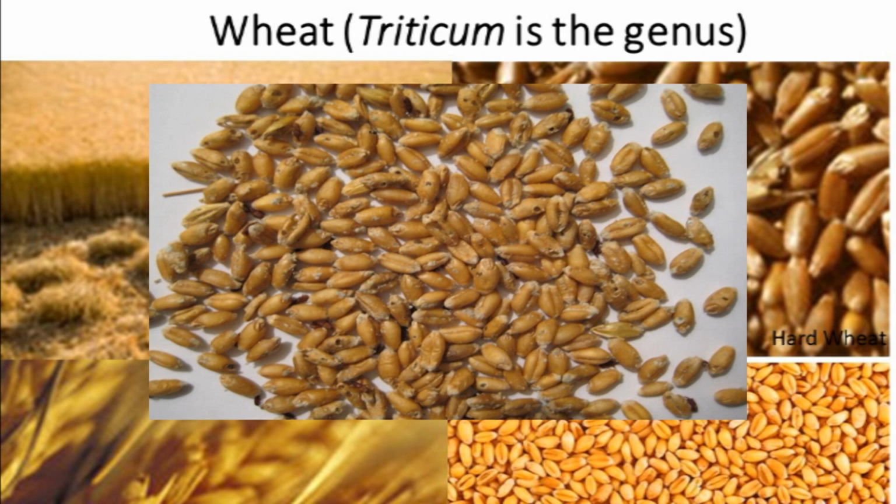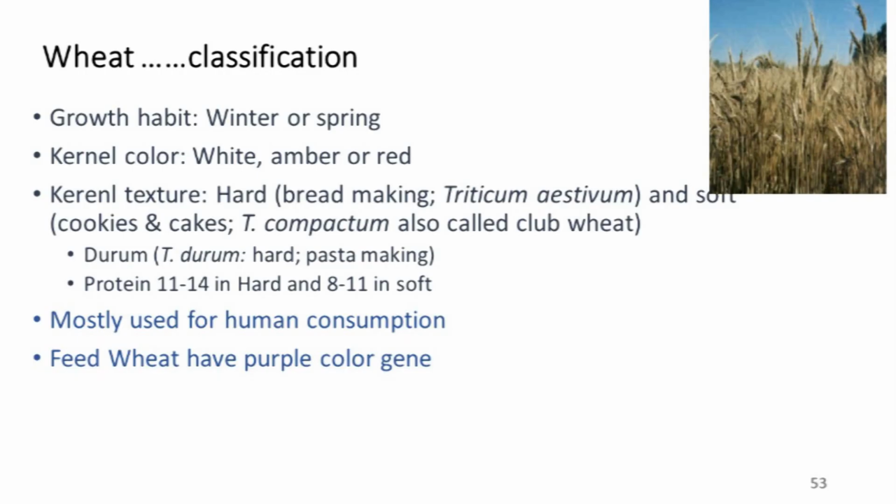This is a winter or spring type of wheat. Again, the kernel or seed color is white, amber, or red. Similarly, different textures, hard and soft, are available. Hard is mostly for bread making, whereas soft is used for making cookies or cakes. Club wheat is also there. Then pasta making requires durum, Triticum durum wheat.